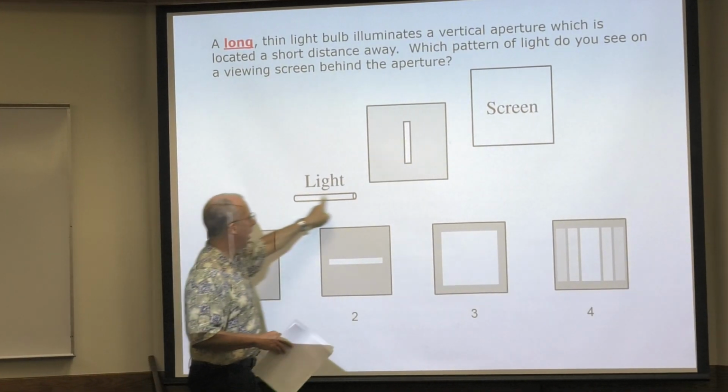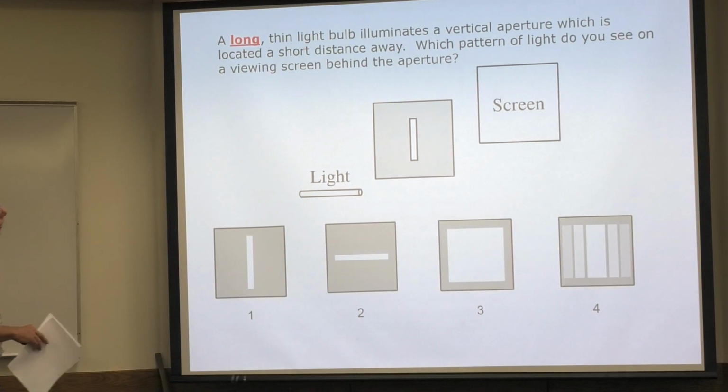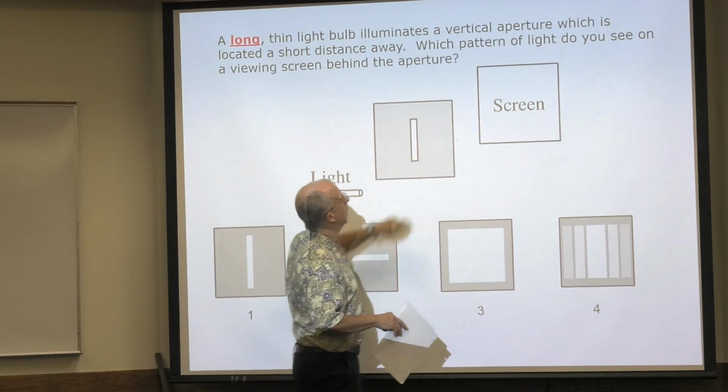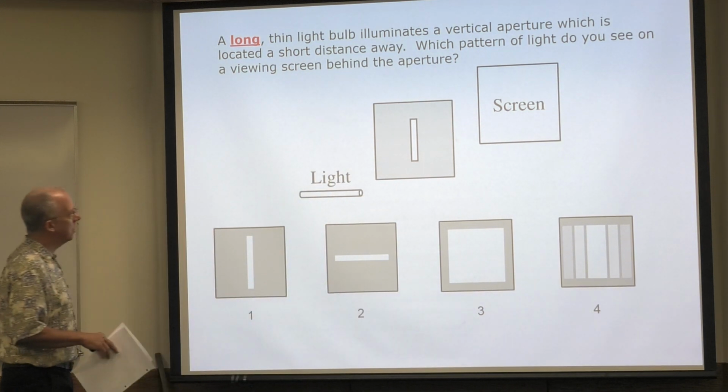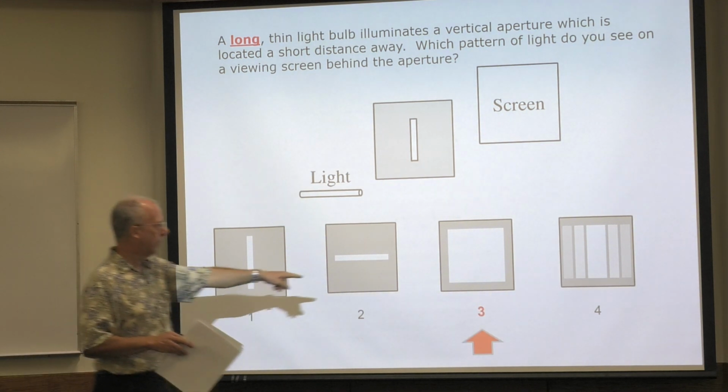All right, here's a question for you. A long, thin light bulb illuminates a vertical aperture which is located a short distance away. Which pattern of light do you see on a viewing screen behind the aperture? So pause your videos and figure that out. All right, this is the answer.